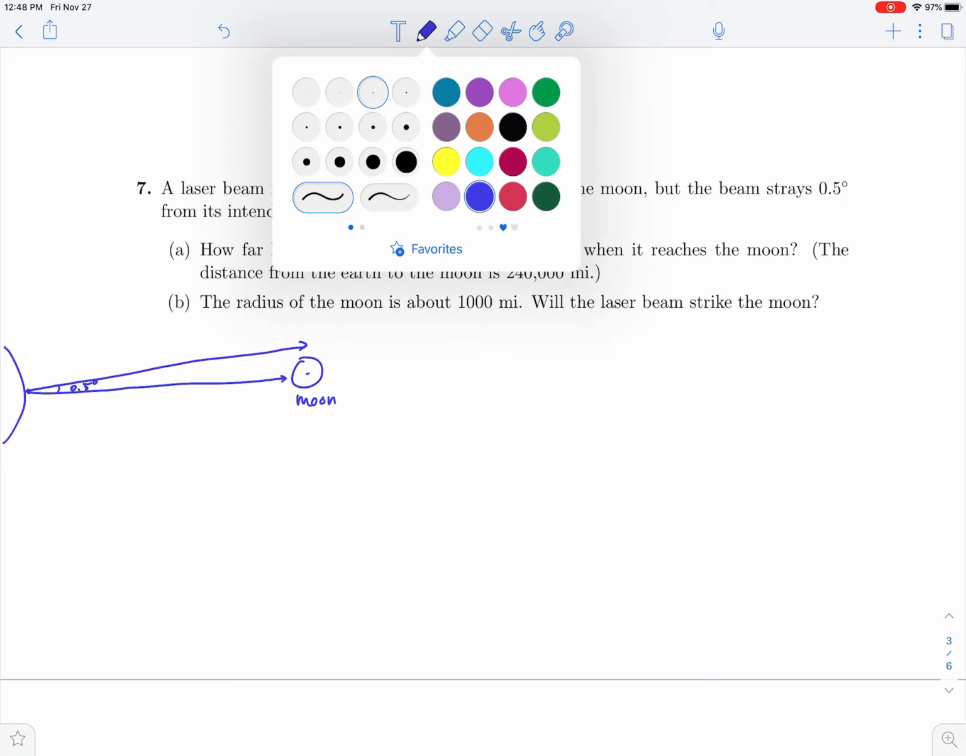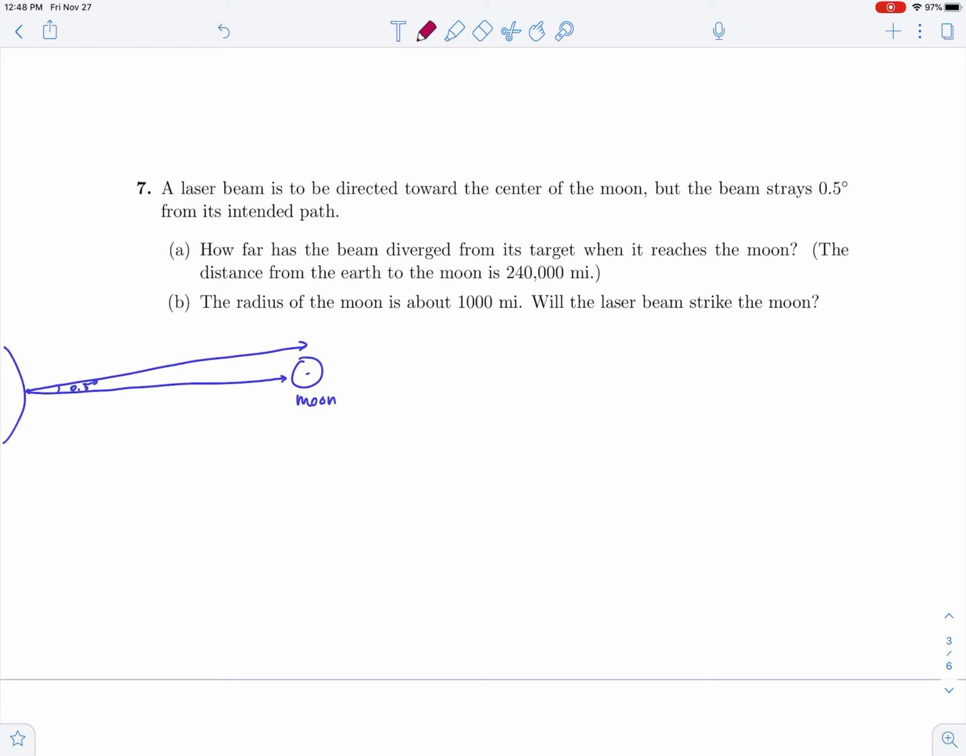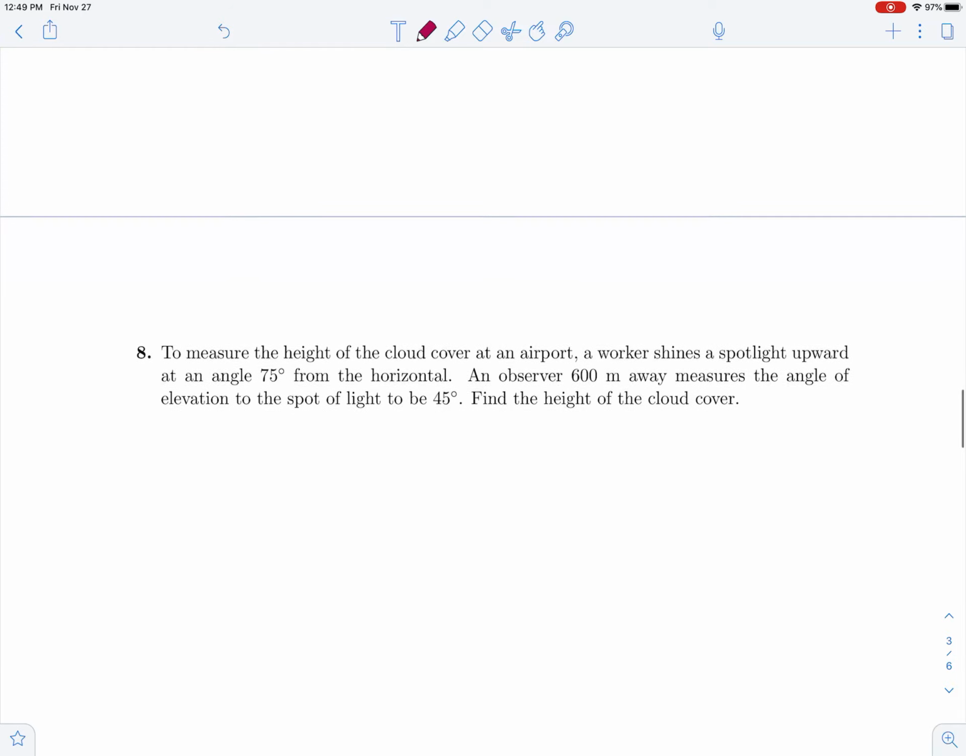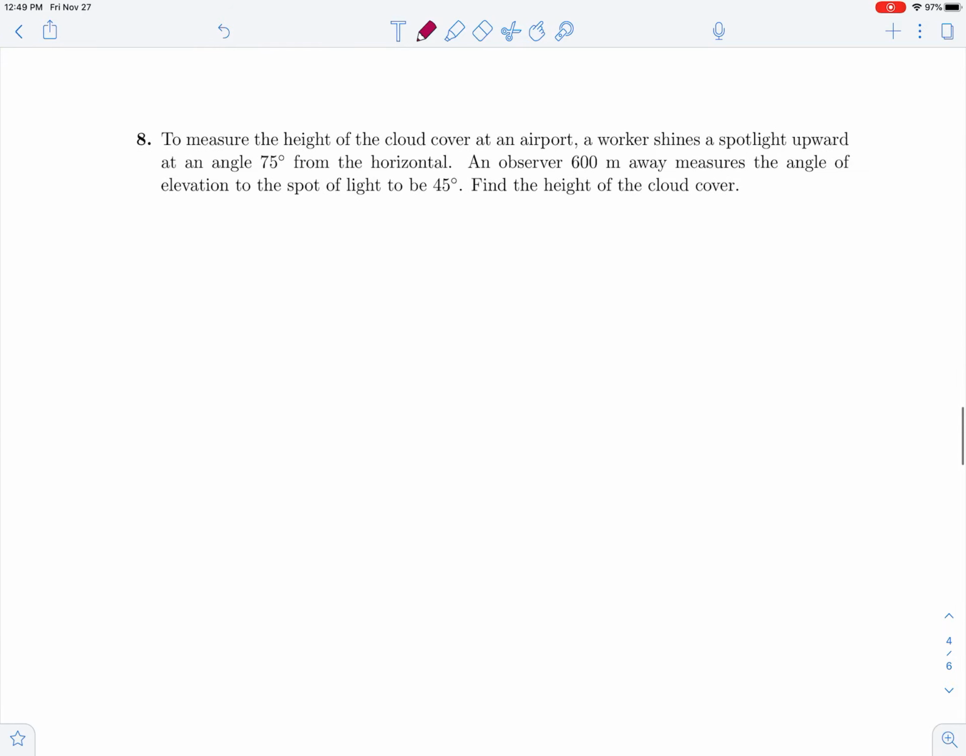So the important part of this one is to make sure that you're setting your right triangle up. So if we're looking at this, we have a right triangle. Just make sure you get your lengths right, and you're going to use tangent of theta, where theta is this 0.5 degrees, equals opposite over adjacent, which should be easy to do. And then the radius of the moon is about 1,000 miles. Will the laser beam strike the moon? So we're looking for how far it diverged, and then you're going to figure out whether or not that number is less than 1,000, and whether the beam hit the moon. I guess that's us hitting the moon.